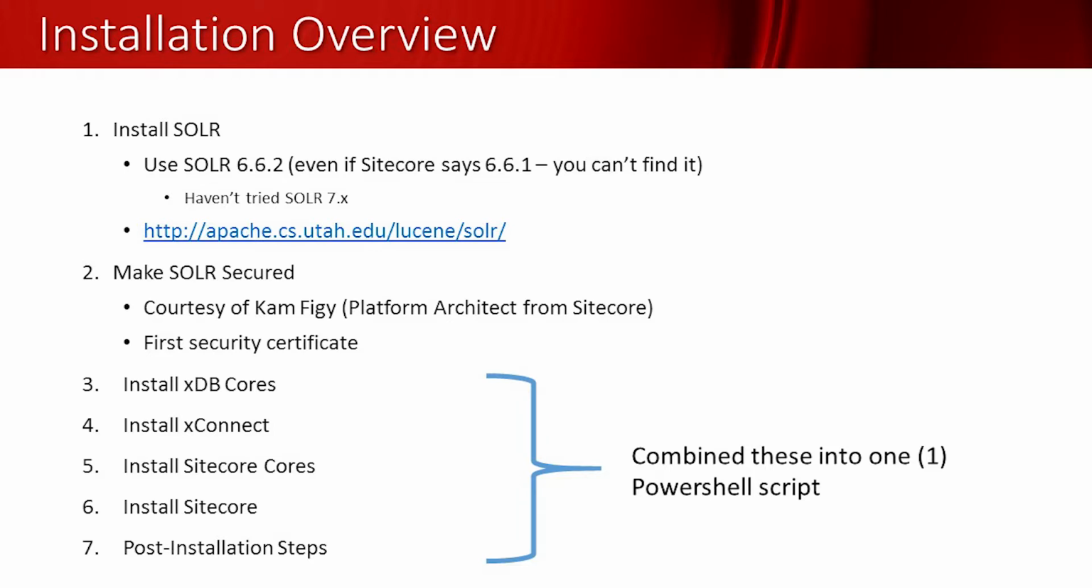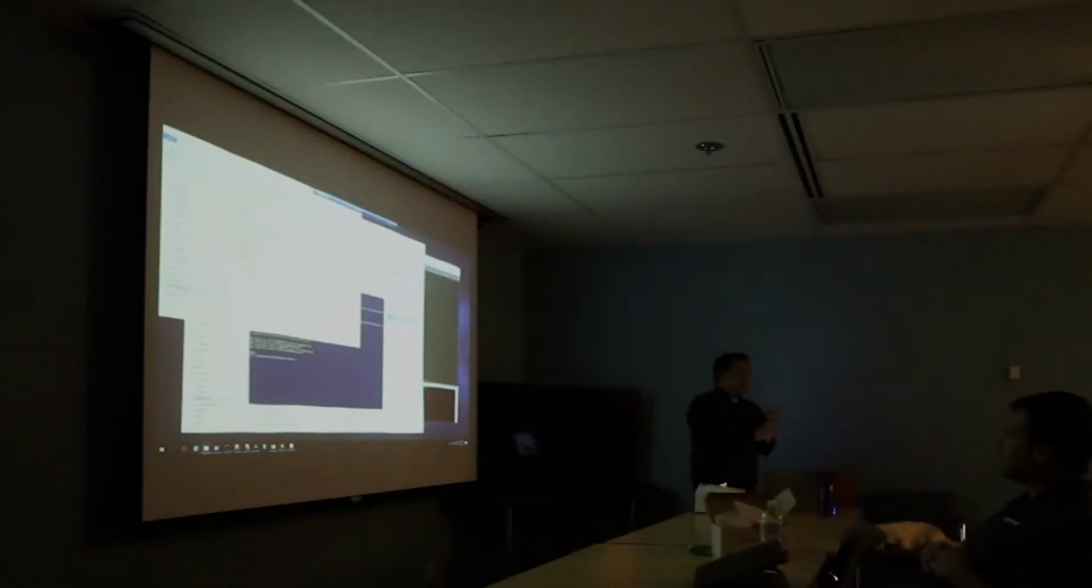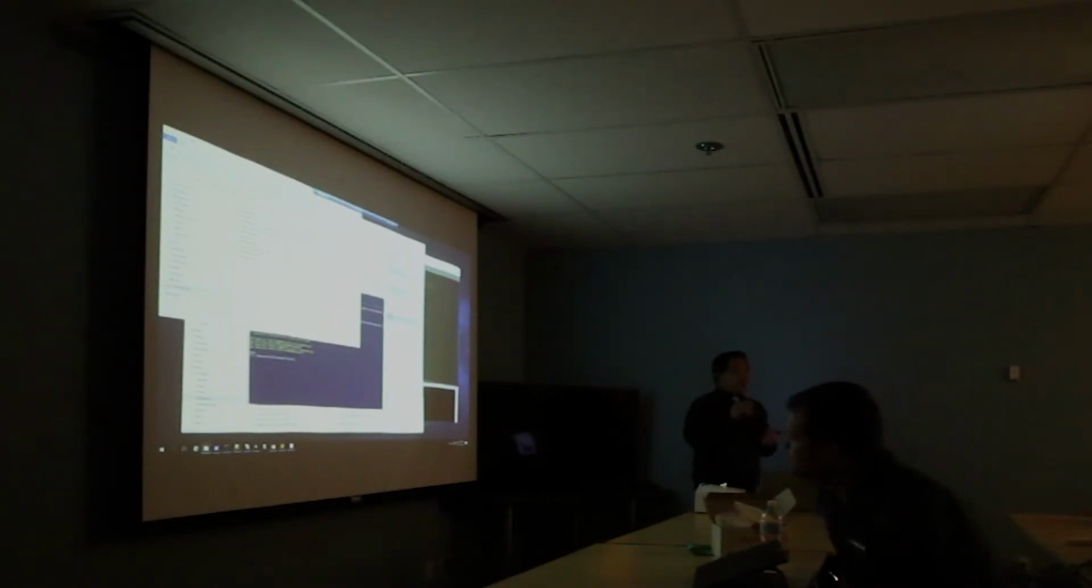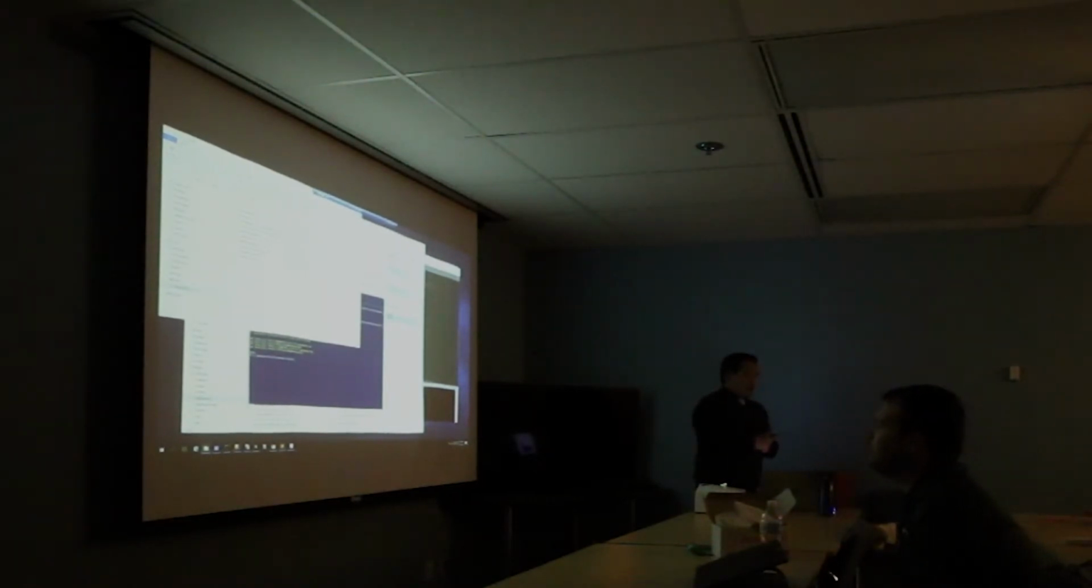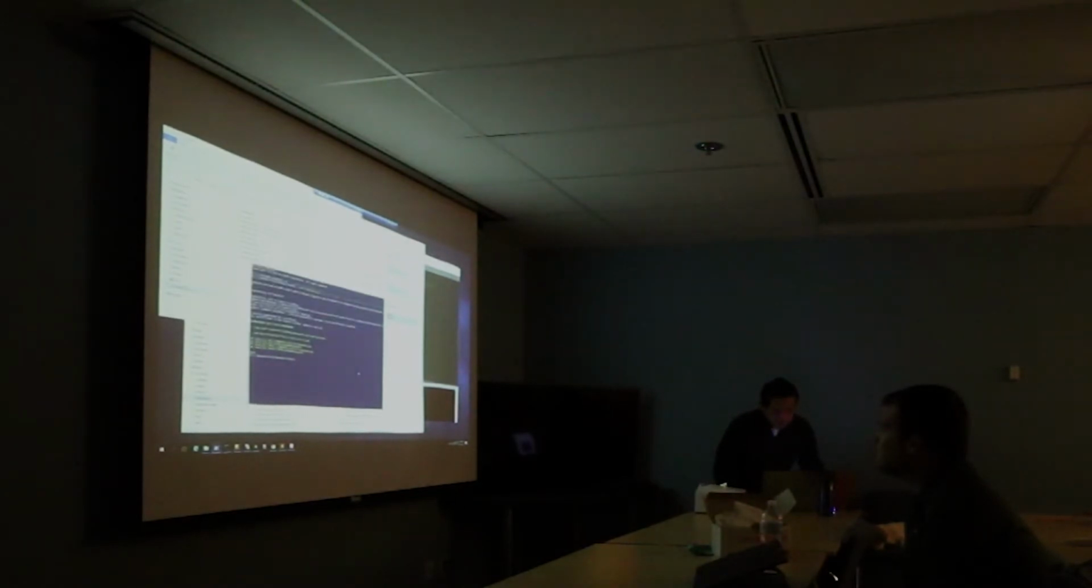So I'm going to run that one PowerShell script, and while it's running, it's going to install xConnect, Solr cores, which are the indexes, basically, and then Sitecore as well. And we'll go through it while it's installing, because it'll take about 10 minutes. I know 10 minutes is not very long, but in terms of the previous Sitecore version world, that sounds like a lot of things going on, and there is a lot going on in there. So we're going to run that.